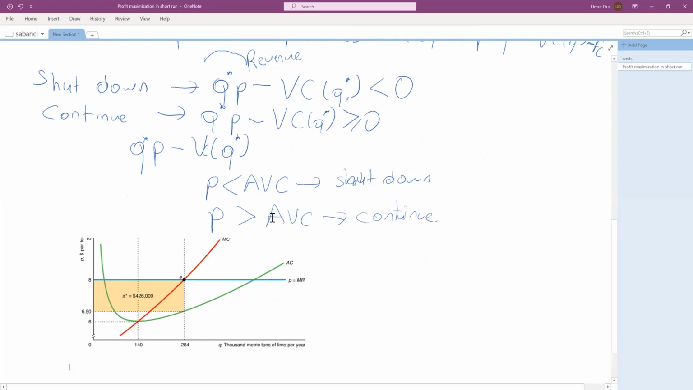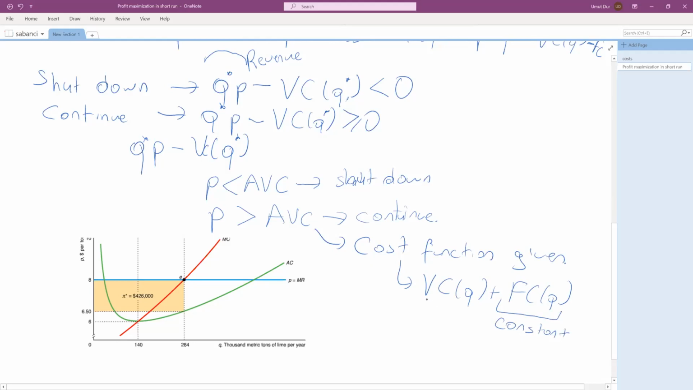So how do you find average variable cost? I will give you a cost function. Depending on the cost function, you have variable cost plus the fixed cost. The fixed cost will be just the constant in the cost function, and the variable cost is whatever is left with Q. Then the average variable cost will be variable cost divided by quantity.